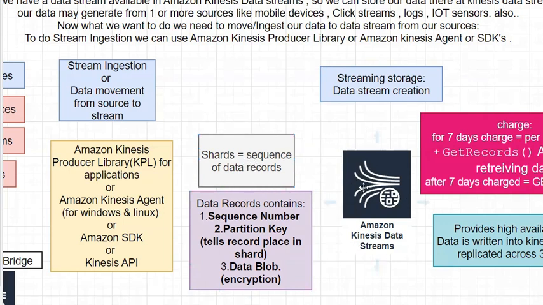So how many shards can this stream maintain? Up to 10,000 shards. Each shard can process how many records per second? 1,000. So totally, how many records can we process per second by using a single stream? 10 million.